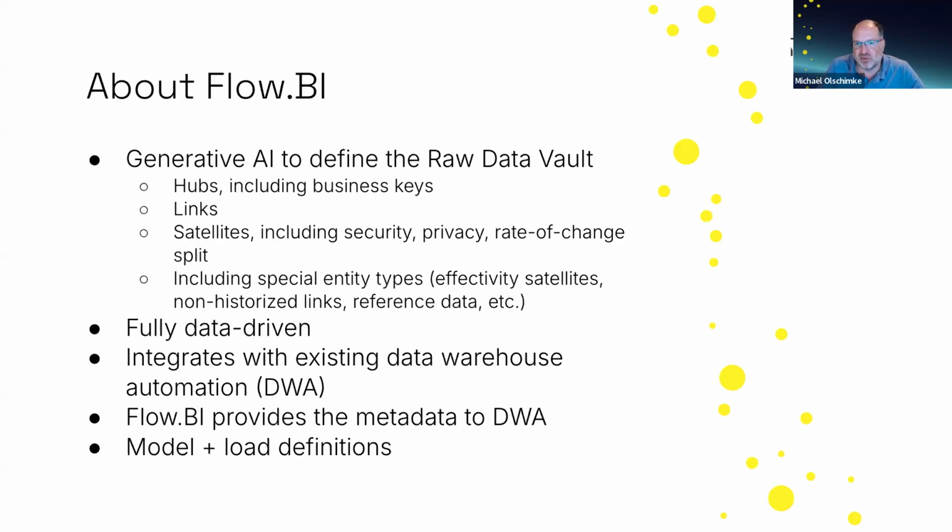All right. So first of all, for those of you who don't know Flow.BI yet, it's essentially a Gen AI to define the raw data vault, including the hubs, including business keys, including links, satellites, including security, privacy, rate change splits, including special entity types like FAQ satellites, non-historized links, reference data, and so on. It's fully data-driven, so Flow.BI relies on your attached data sets, including the metadata and the data itself, to analyze the data, profile the data, and then come up with the raw data model for all your data, essentially, to capture all your data in a consistent fashion.